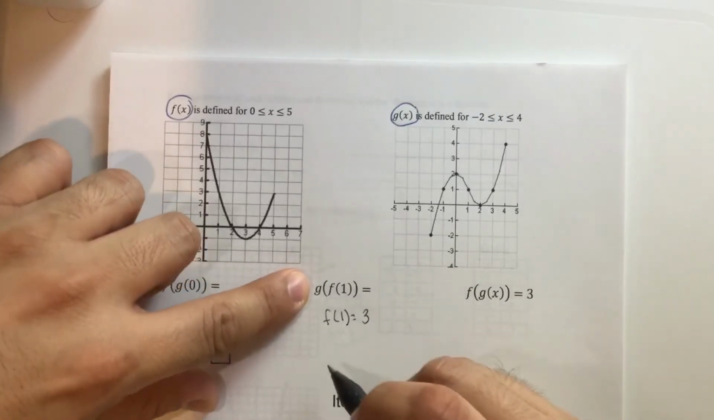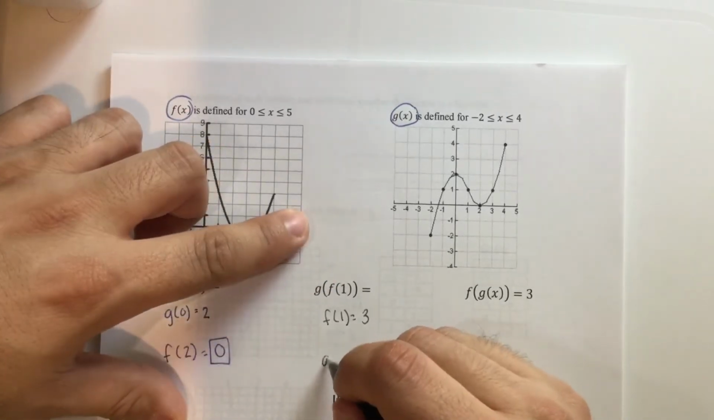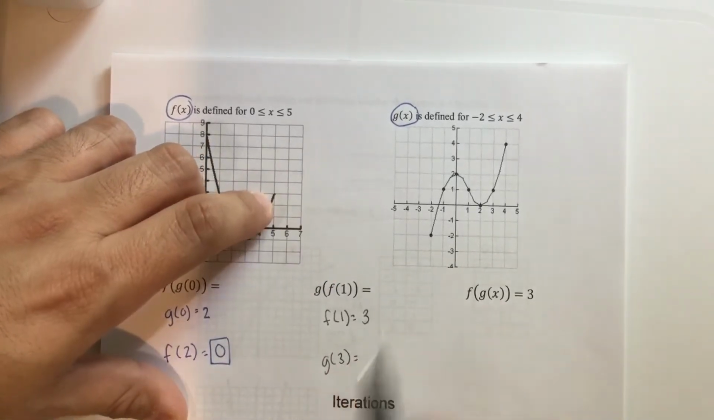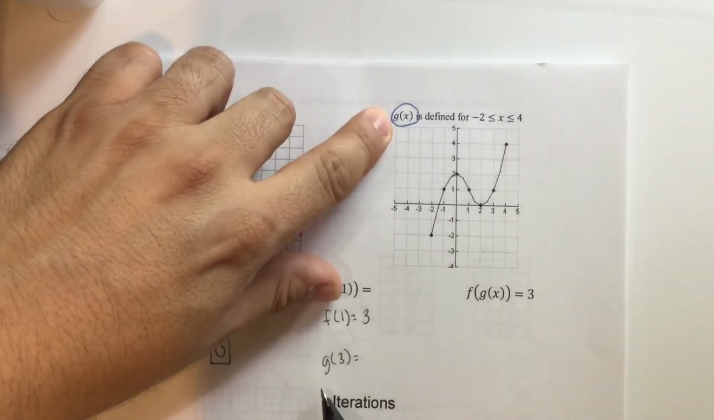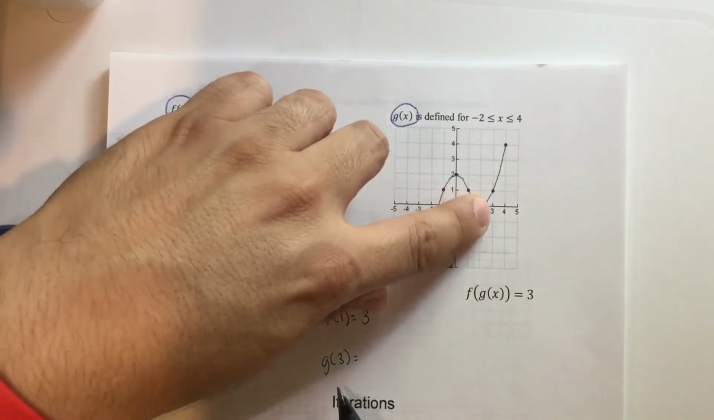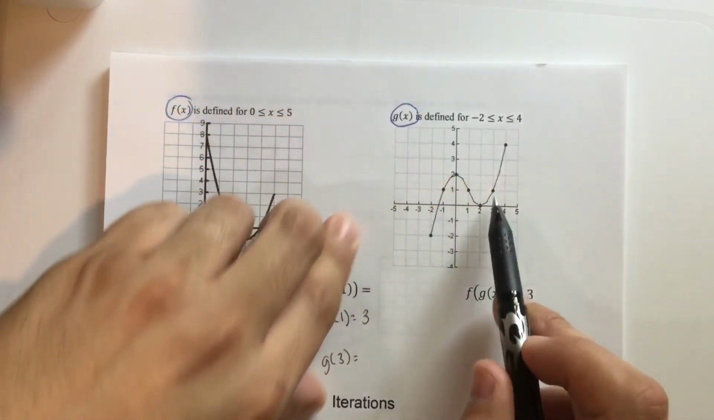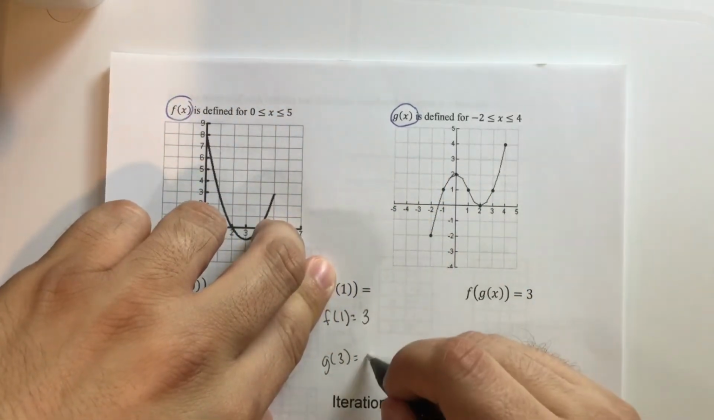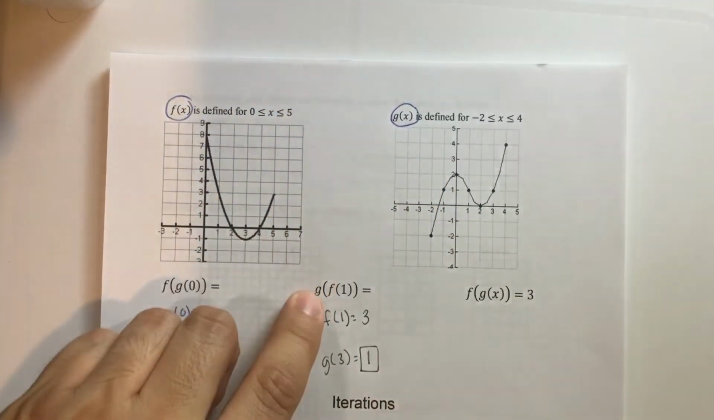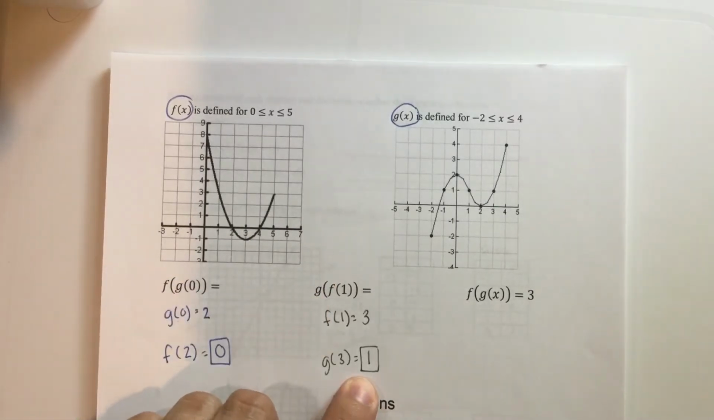So when I go back to this original one, instead of g of f of 1, I write g of 3. Since this has a g, I go to the g graph. X is 3, so 1, 2, 3. I see it hits the graph right there, and that y value is 1. So my solution for g of f of 1 is 1.